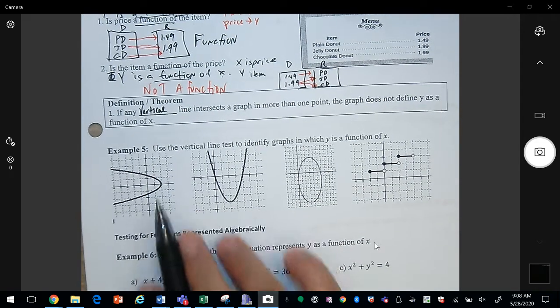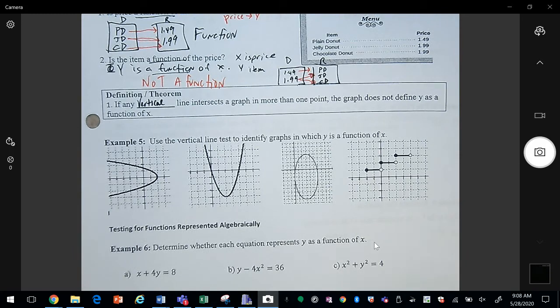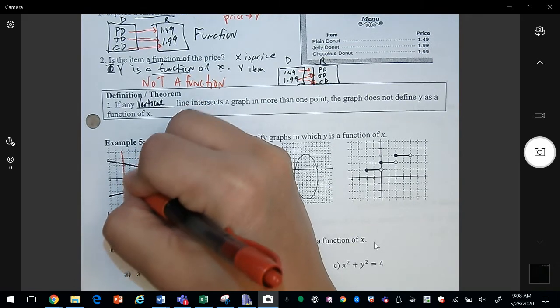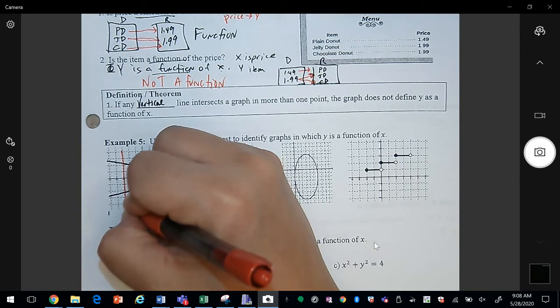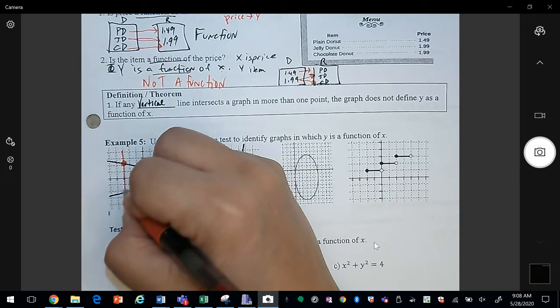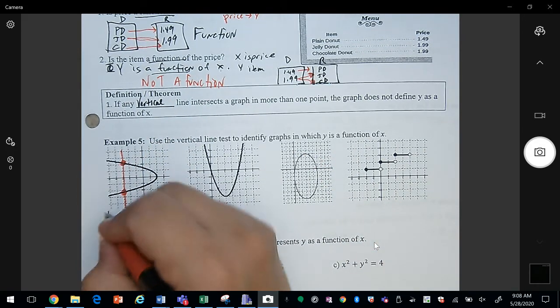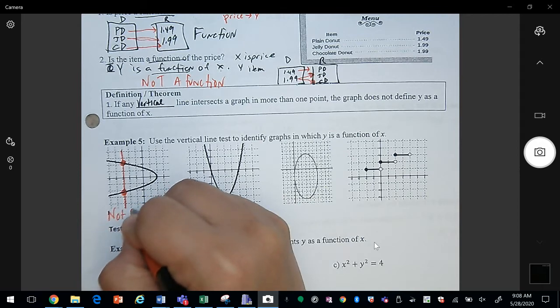So basically, what this is saying is use a vertical line test to determine if y is a function of x. You can draw a vertical line anywhere on the graph, and you want to consider all parts of the graph. And if this vertical line crosses the graph in two different places, like we have here, then that's going to make this not a function.